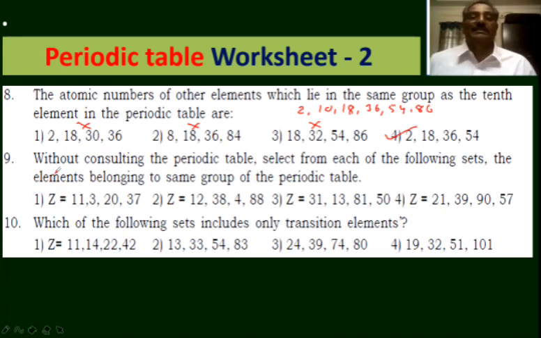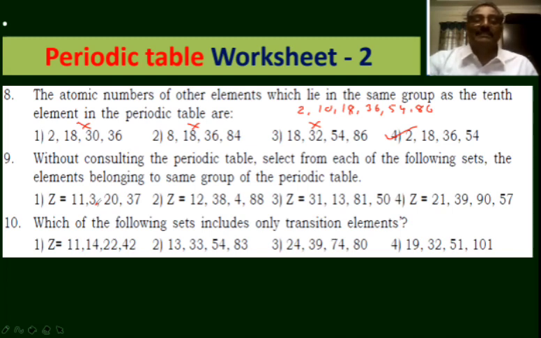Ninth question. Without consulting the periodic table, that means without looking at the periodic table, select from each of the following sets the elements belonging to the same group of the periodic table. Let us see that one. What is the first group?